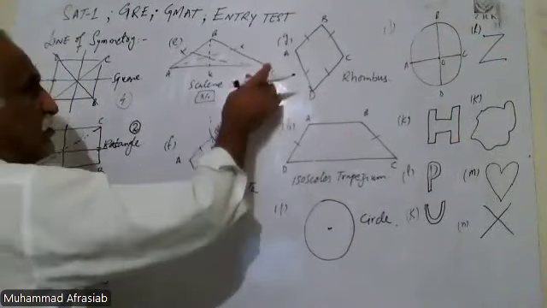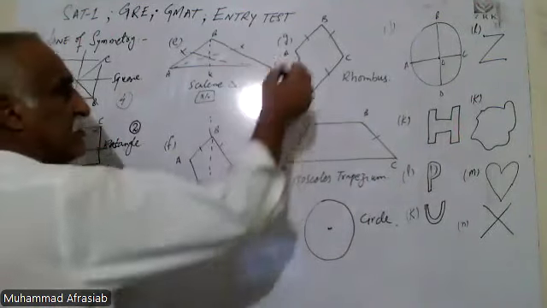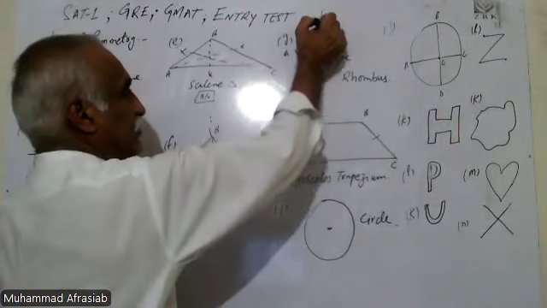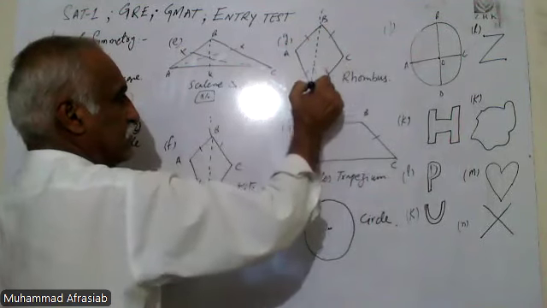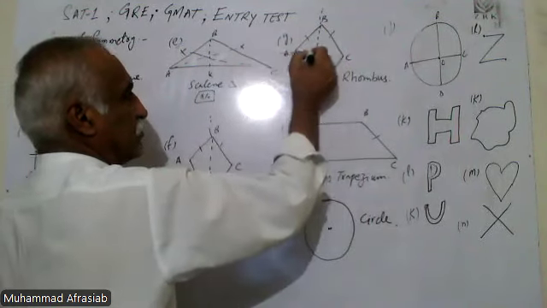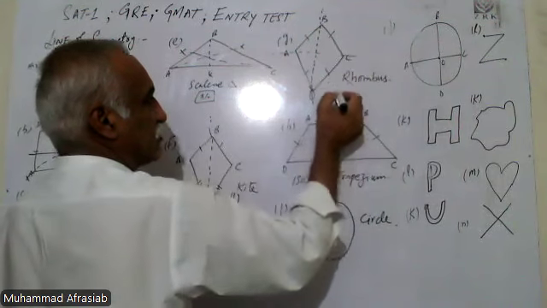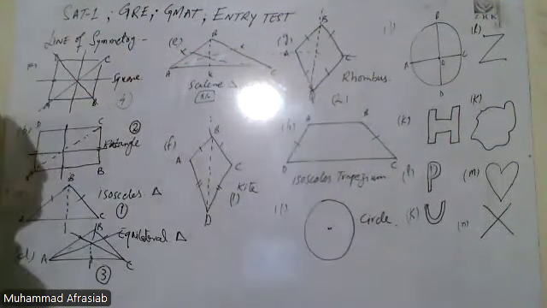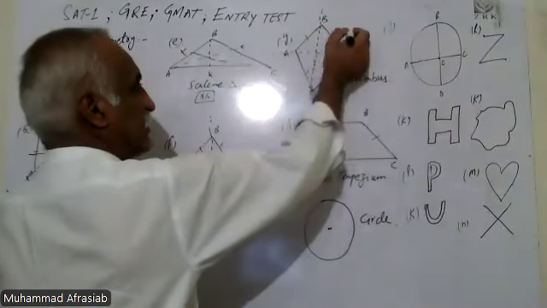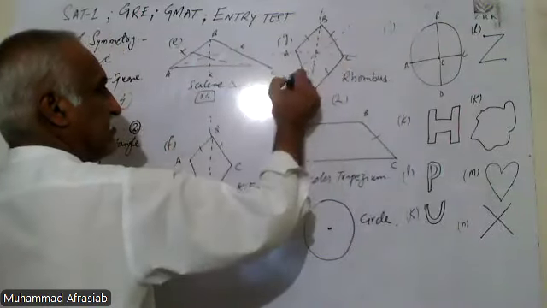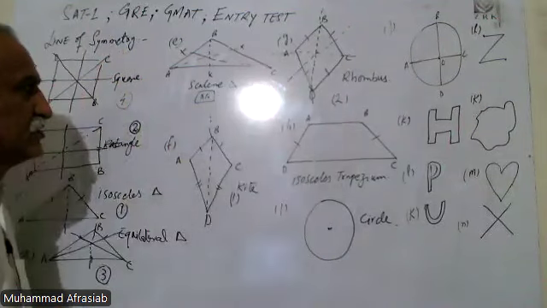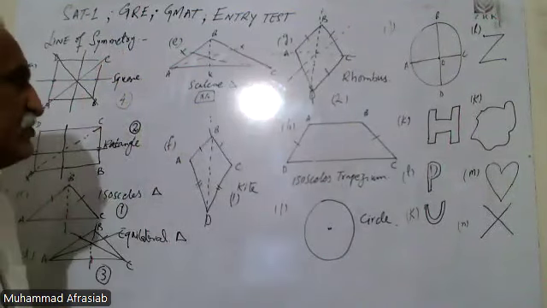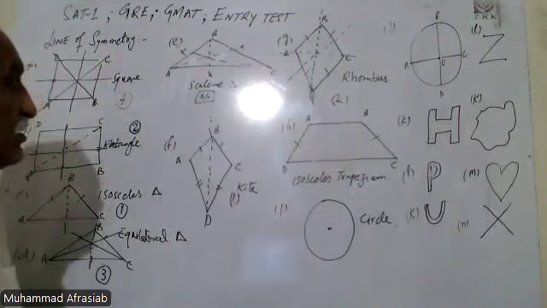If you are talking about this rhombus, then there is 1 line of symmetry through this diagonal and 1 line of symmetry through this diagonal. So there are 2 lines of symmetry for this rhombus, but we cannot have this line of symmetry. So it means there are only 2 lines of symmetry for this rhombus.